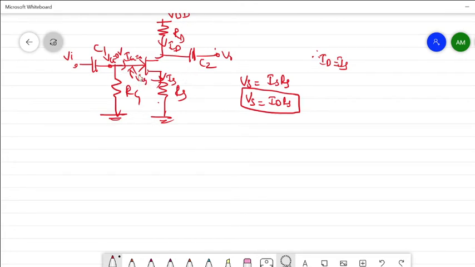Okay, only you have VGS and voltage across this resistor. So apply KVL to the input circuit. This circuit becomes like this. This C1, C2 are open circuits for the DC analysis. So next, voltage across this resistor is also 0, so it becomes a short circuit.